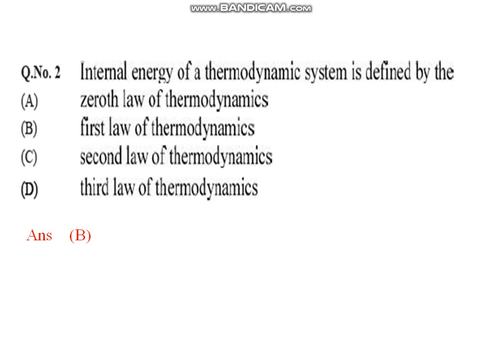Next question is number 2. Internal energy of a thermodynamic system is defined by. So you know that in this question, the correct answer is B, because by the first law, the internal energy of a system is equal to the heat supplied to the system minus the work done. So the correct answer is B.